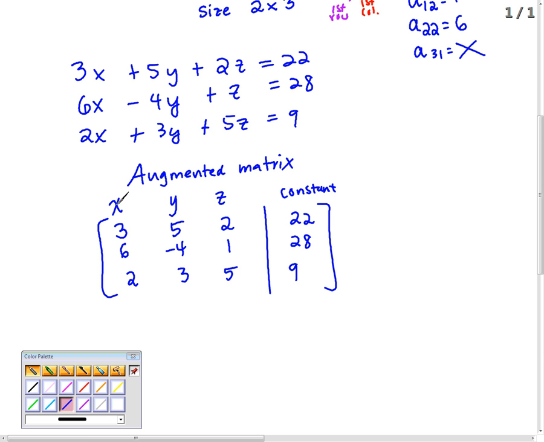And often we don't have x, y, and z in front of the constants. I just did that so you could see what that lined up as. Okay, but this is called an augmented matrix. We will solve this next time using some really cool stuff.